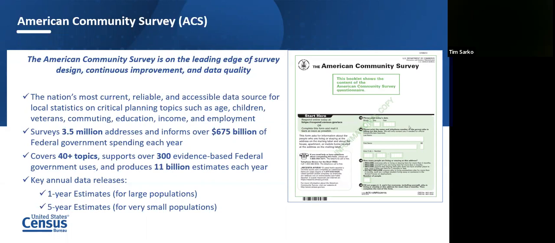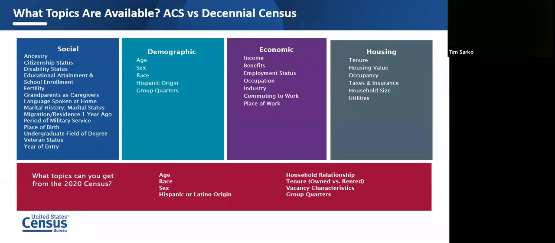And it's important to know, like I said before, it's released in 1 year estimates and 5 year estimates. 1 year estimates are for populations of 65,000 or more, and 5 year estimates are for all geographies. Here are the data topics for the ACS. So if you look on the social side, if you wanted to know, for instance, what languages do people speak at home in your county, in your city? What is the educational attainment?